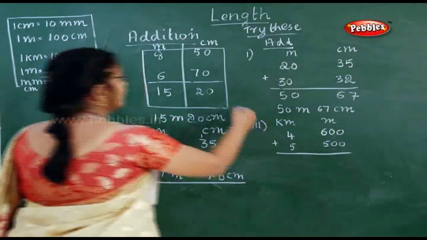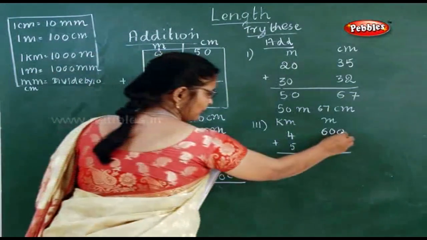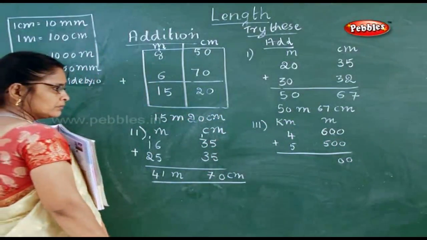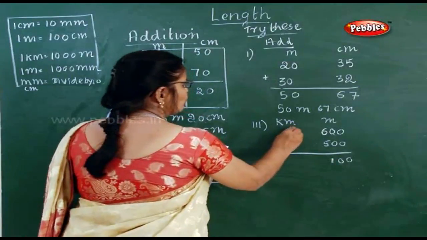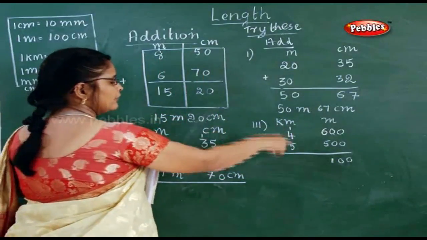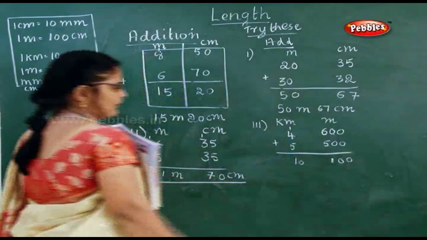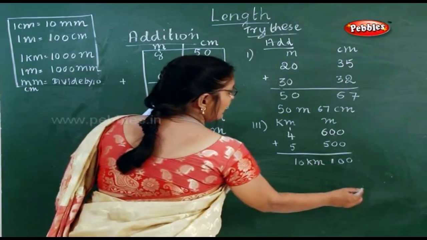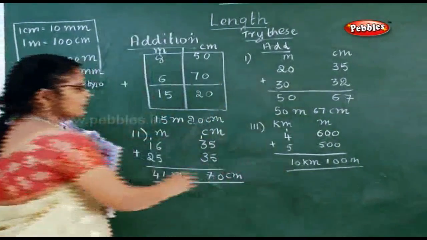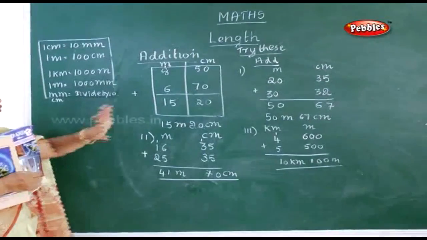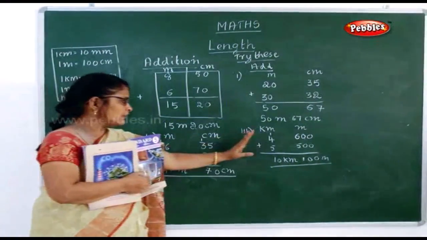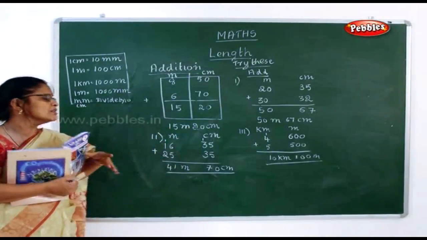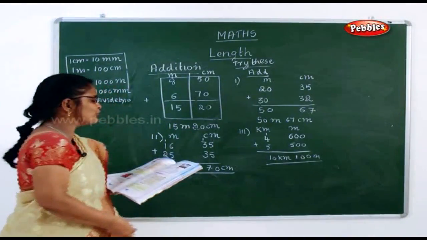You have to add, because all these sums are addition. So now what will you do? 0 plus 0 is 0. 0 plus 0 is 0. 6 plus 5, 11. Now you have to put 1 here. 4 plus 1, 5. 5 plus 5, 10. Now what will you write here? Can anyone tell me? Yes, very good. It is 10 kilometer and 100 meter. Always when they ask you to do addition, whether it is kilometer and meter or meter and centimeter, write it on the top and then do the addition sums. Then I think that will be easier for you.